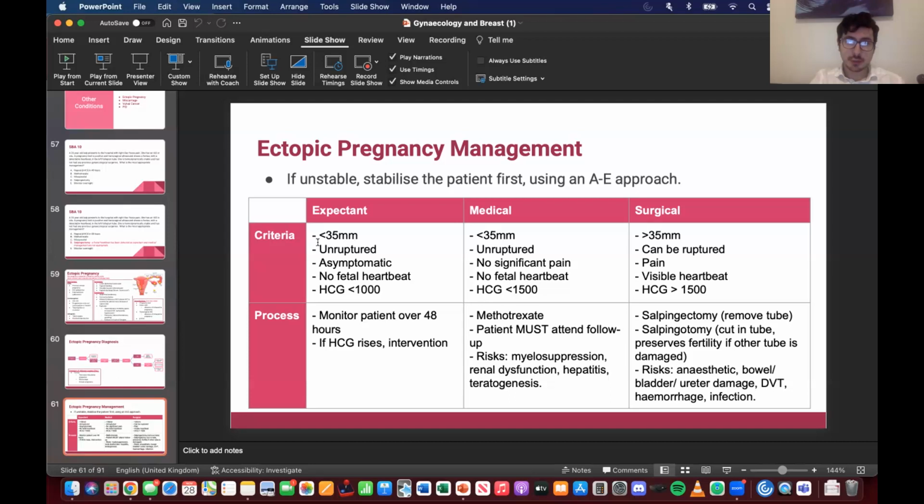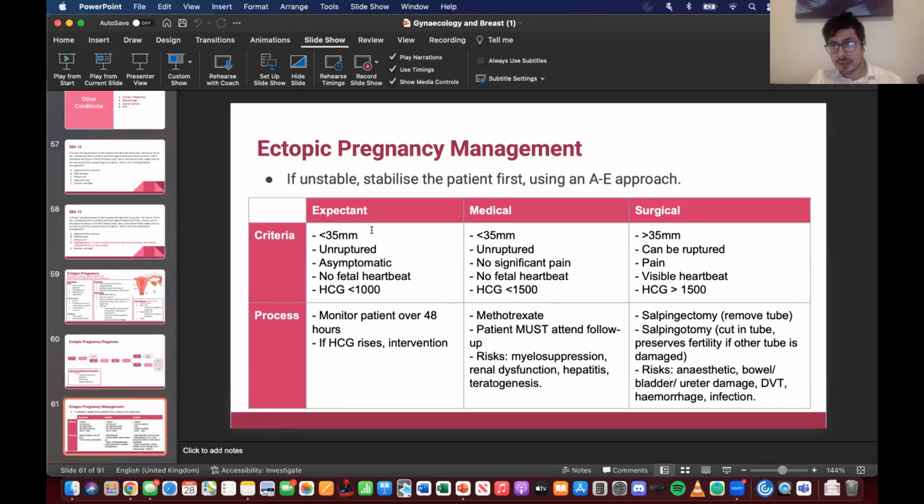generally how we manage ectopics is that if the size of the fetus is below 35 millimeters, if it's unruptured, no fetal heartbeat, the mother's asymptomatic, low beta HCG, we just monitor over 48 hours. It could just go on its own. If the HCG rises, intervention would be indicated.